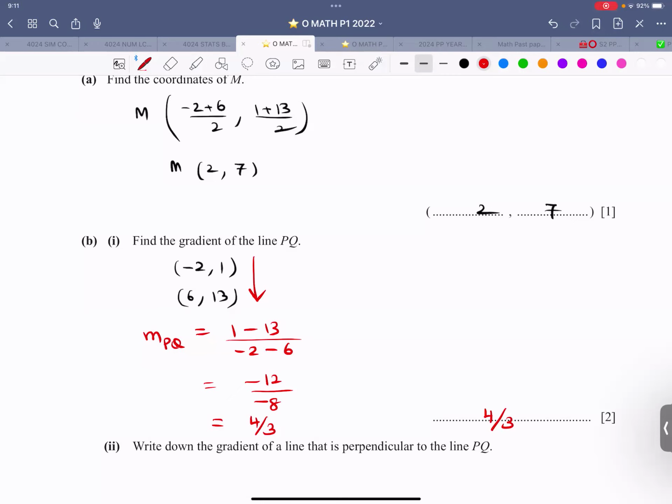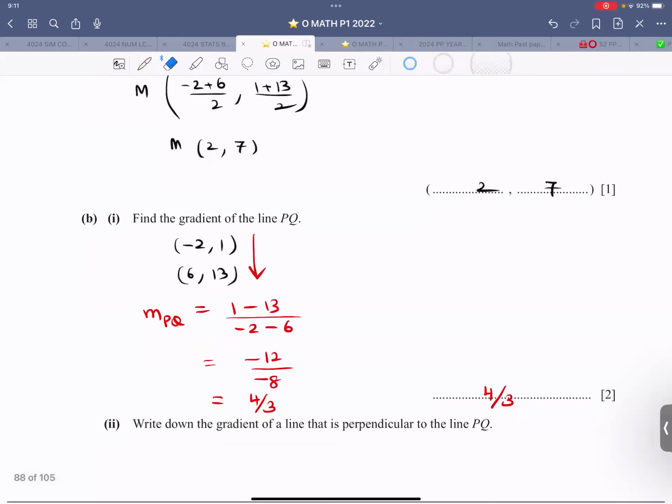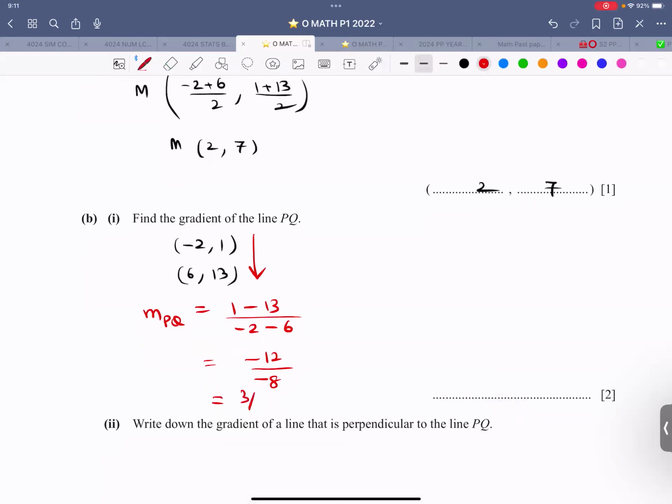Now, no, this is not 4 over 3, my bad. A mistake in a hurry. This is 3 over 2. 4 threes are 12, 4 twos are 8. So this is 3 over 2.